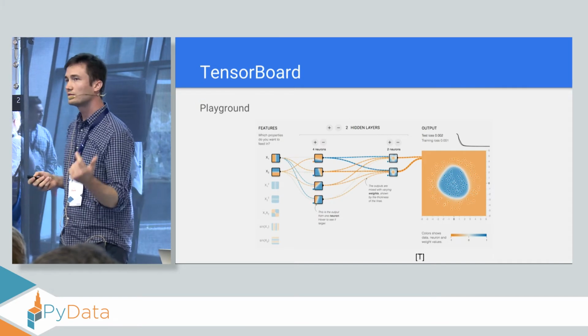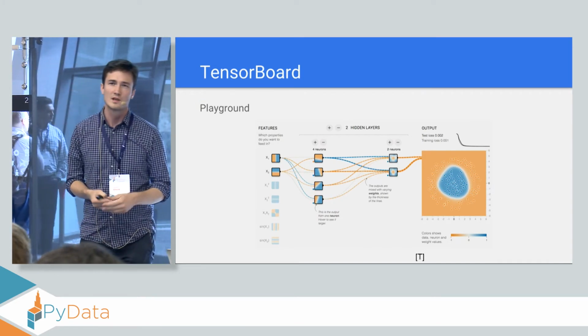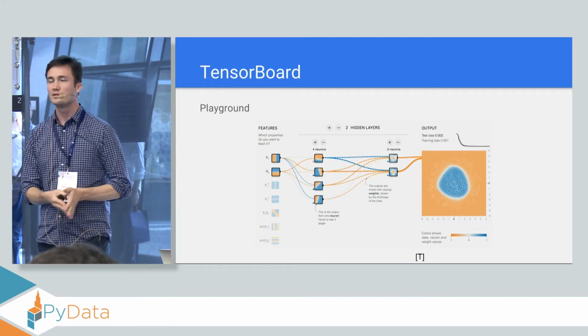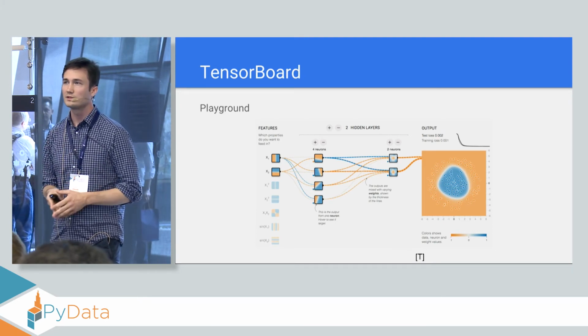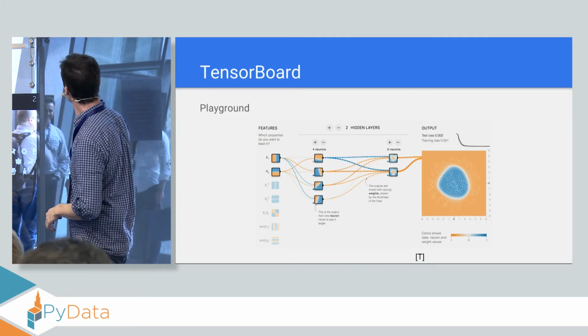And the playground. This is more for getting general intuition about how neural networks work. If you want to see how, for example, information moves from one layer of the network to another, or how the model depth affects the performance, this is really useful for explaining that.